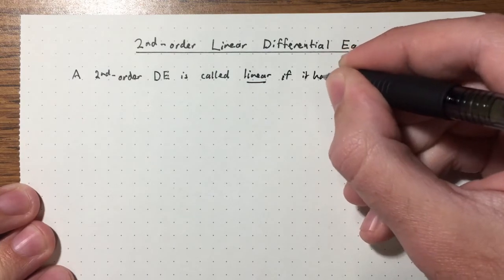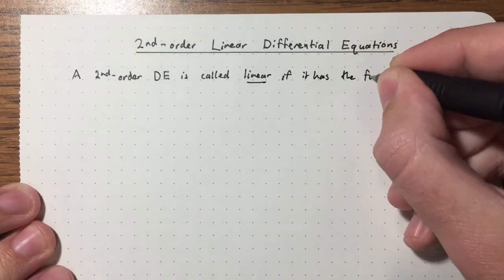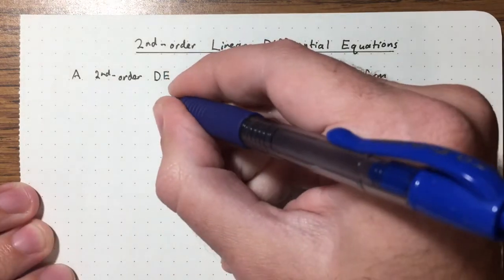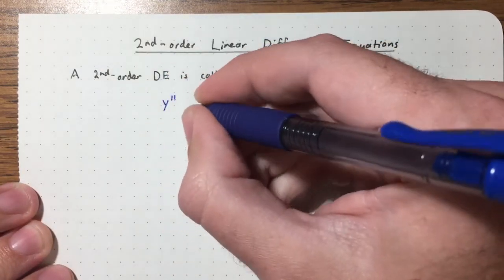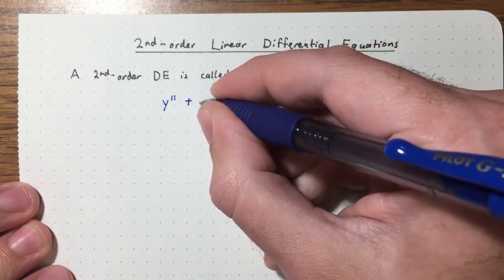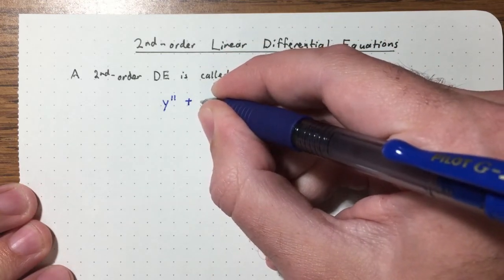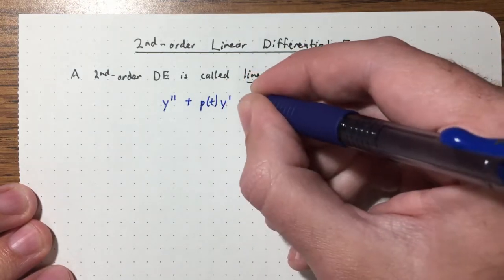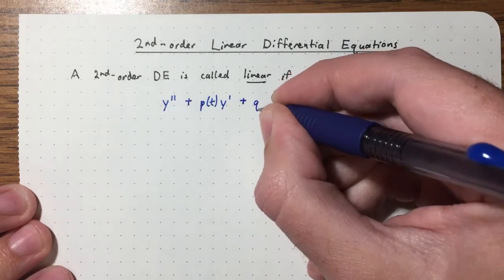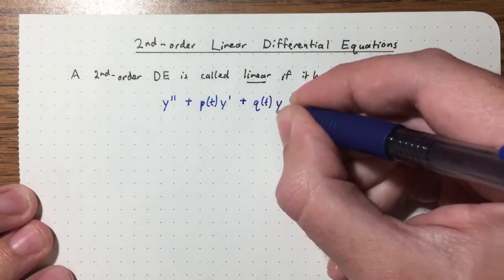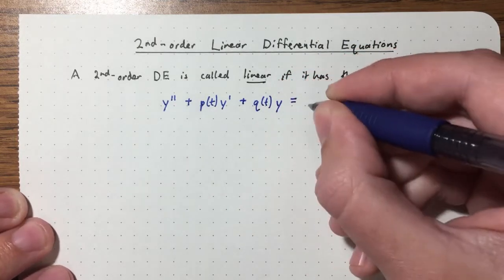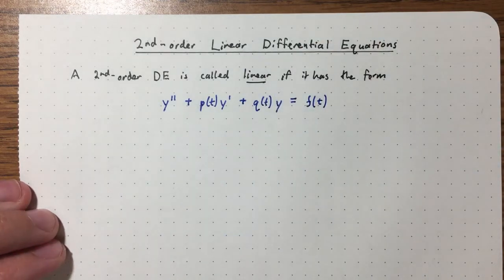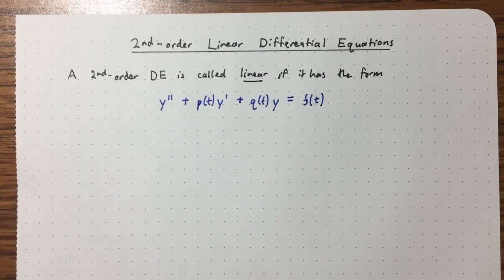So if it has the form, okay, so we're going to have a second derivative, y double prime. I'll use y as my dependent variable. Plus some function of t, could be any function of t, times y prime, plus some other function of t, perhaps, times y. And that's going to equal yet another function of t. Okay, so that is a linear second-order differential equation.